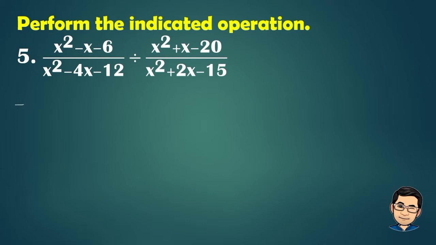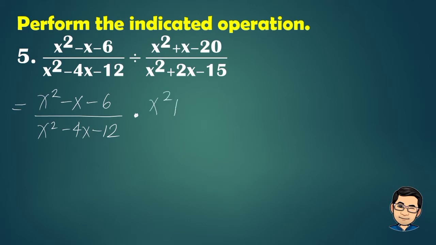So, rewrite natin x squared minus x minus 6 all over x squared minus 4x minus 12 times, babalik na rin natin itong dalawang polynomial na to. So, magiging x squared plus 2x minus 15 all over x squared plus x minus 20. So, after natin kunin yung reciprocal ng divisor, pwede na tayo ngayon mag-factor ng mga polynomials.